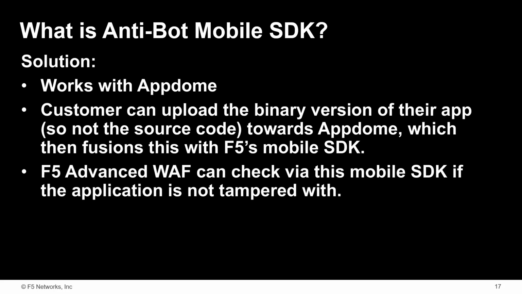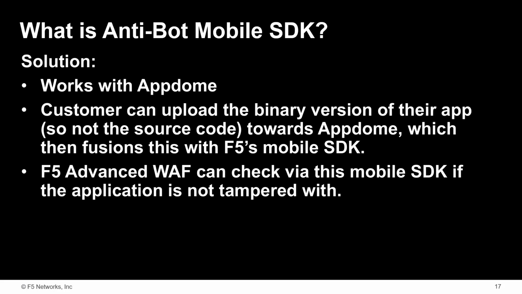How it works is this: when an organization develops an application and creates a binary code of that application to share with the users via the App Store or Google Play or with whatever distribution mechanism they use, first they send this binary code of that application together with F5's mobile SDK towards AppDome, and AppDome creates from these two parts one integral, new application.